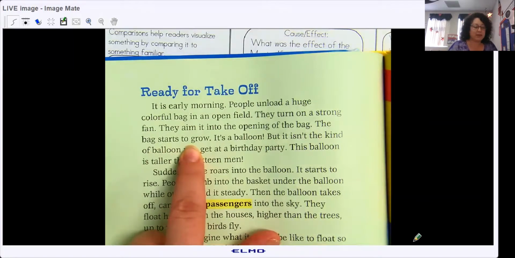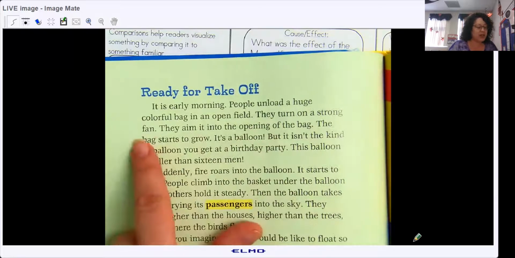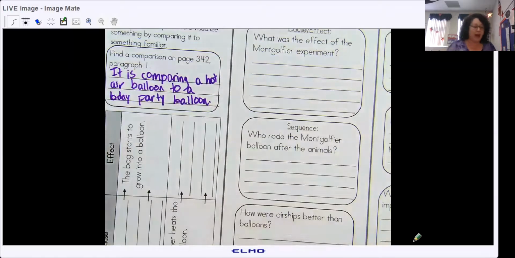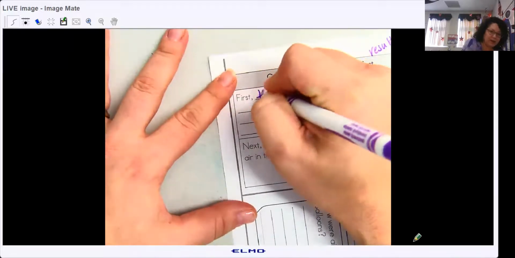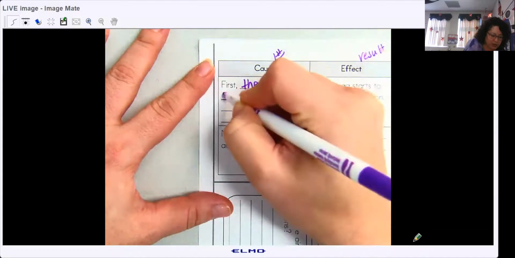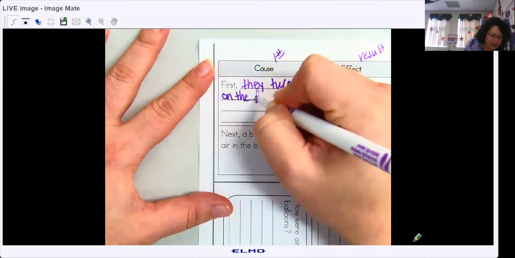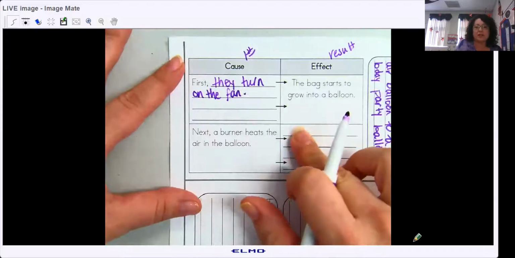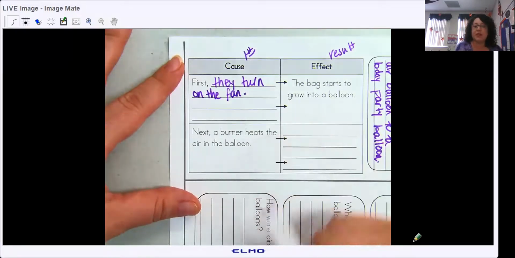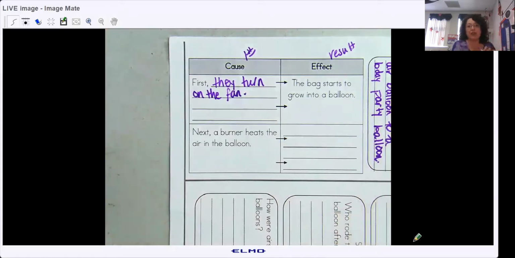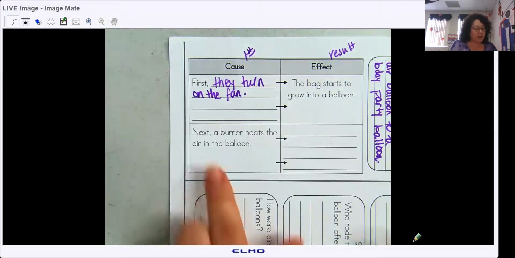And what happened before it? The cause, they turn on a strong fan and they aim it into the opening of the bag. So the cause is first they turn on the fan, and the result, the effect, is that the bag starts to grow into a balloon. So if you always remember, like I've taught you, cause happens first, the effect is the result, okay? And then let's pre-read this.